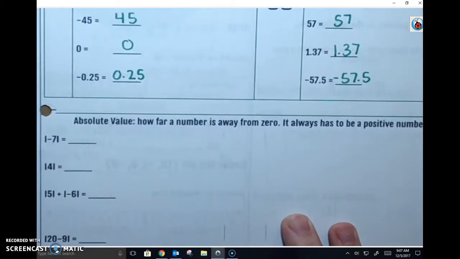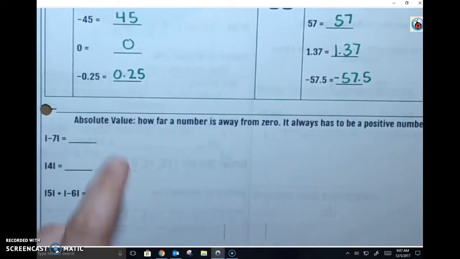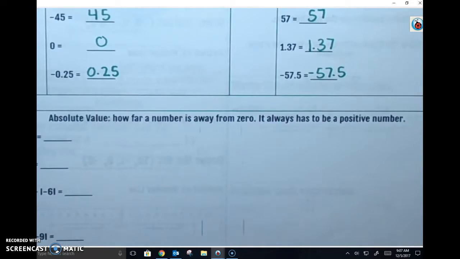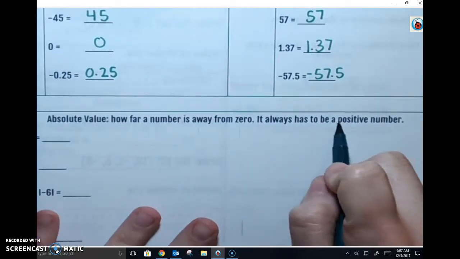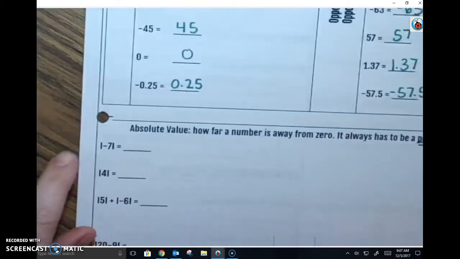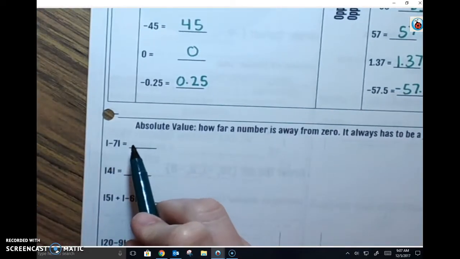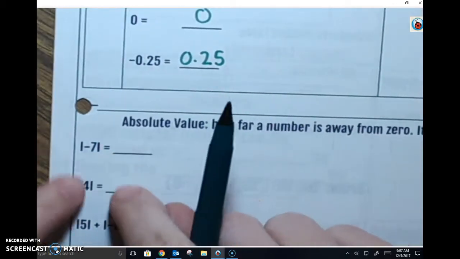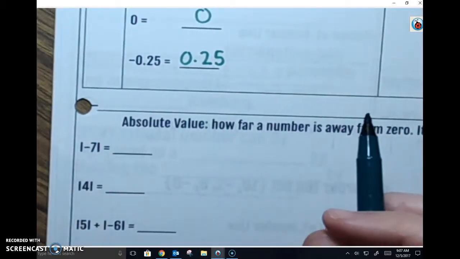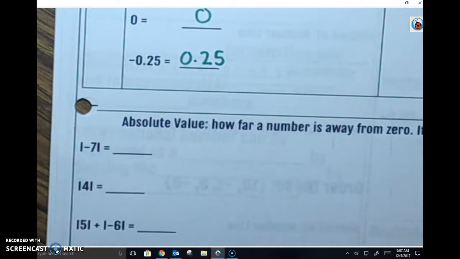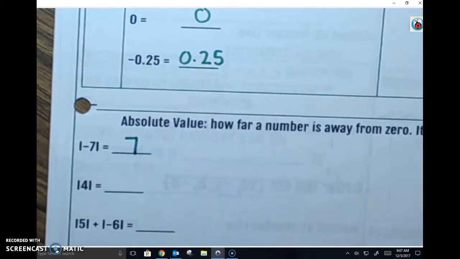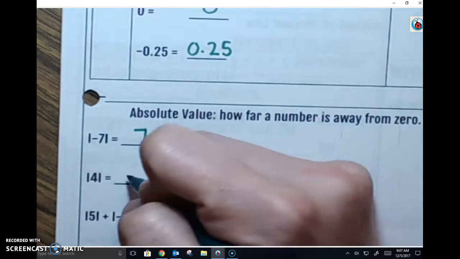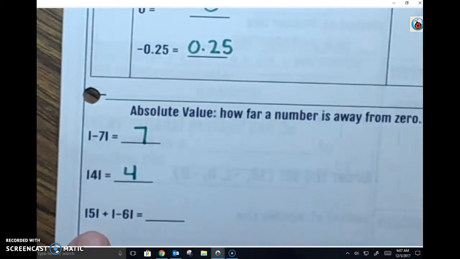Now let's look down at this bottom part about absolute values. It says, absolute value: how far a number is away from 0. It is always a positive number. These little lines on either side are called absolute value. So if you have those lines around it, that means it's the absolute value of negative 7. Negative 7 is 7 spots away from 0. So that is the answer. The absolute value of 4 is 4 because 4 is 4 spots away.